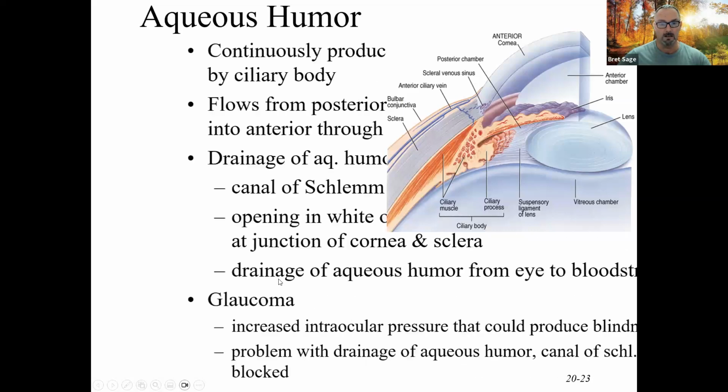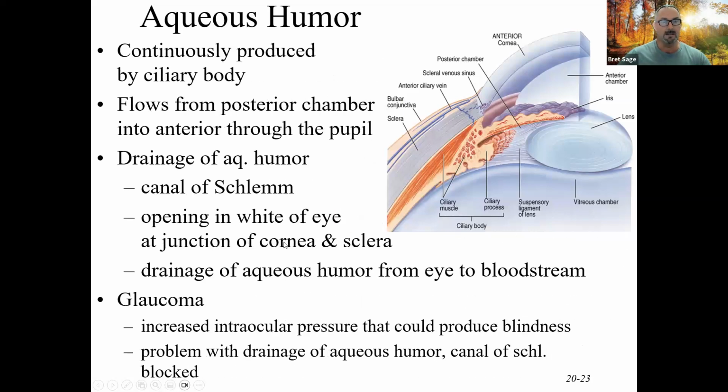Okay, more about the aqueous humor. It's continually produced by the ciliary body, as I mentioned. It flows from the posterior chamber into the anterior through the pupil. So it's made back here, it goes past the lens and loops around to the front, and then eventually makes its way out through what is called the canal of Schlemm, one of my favorite words in anatomy. The canal of Schlemm is the opening in the white of the eye at the junction between the cornea and sclera. Basically, it's a drain for the aqueous humor.